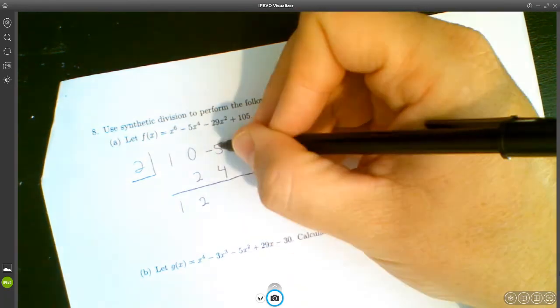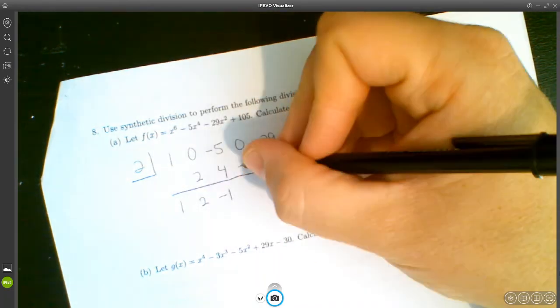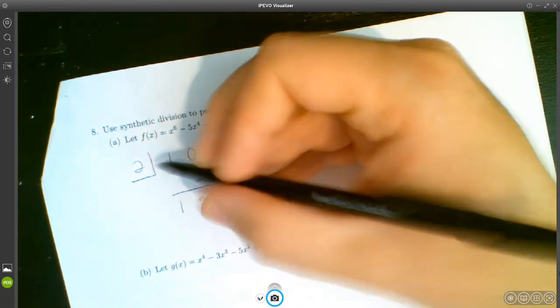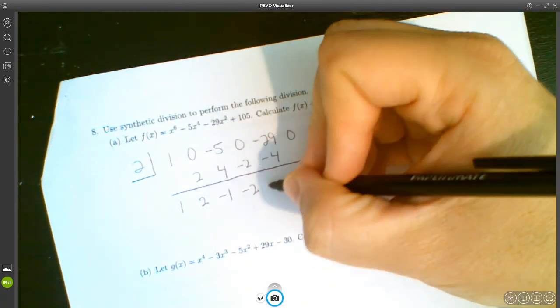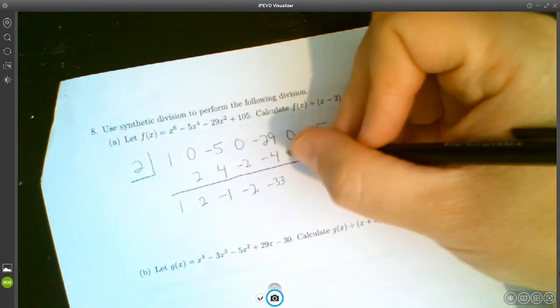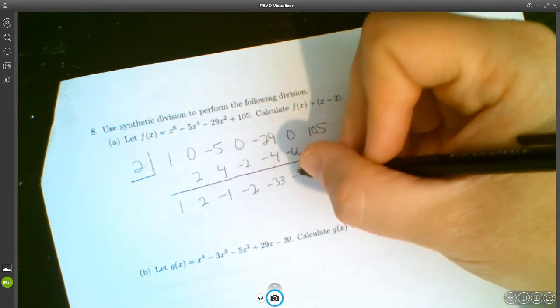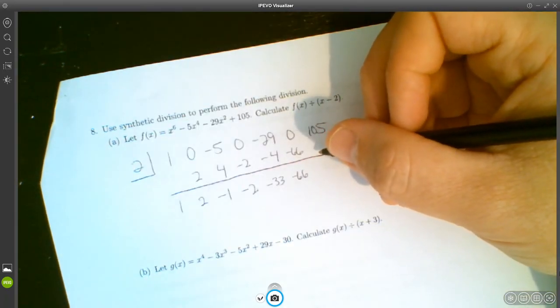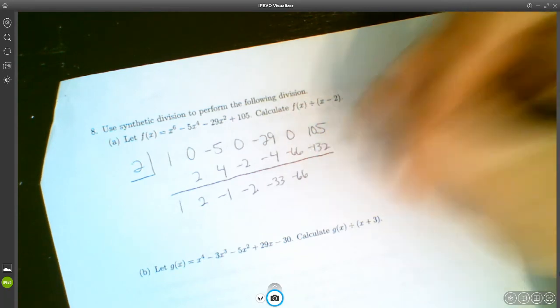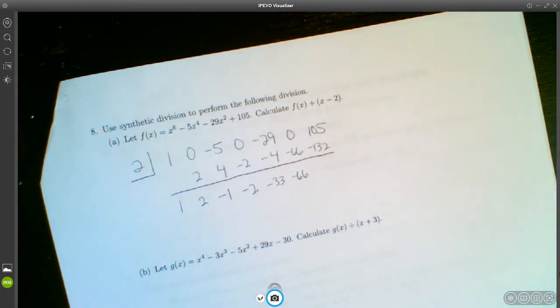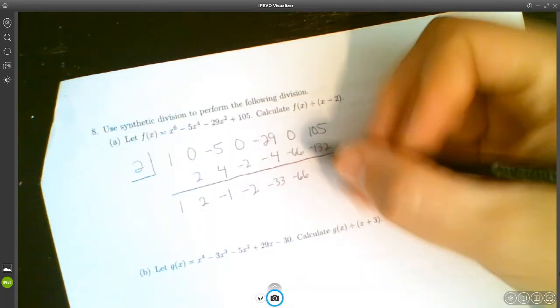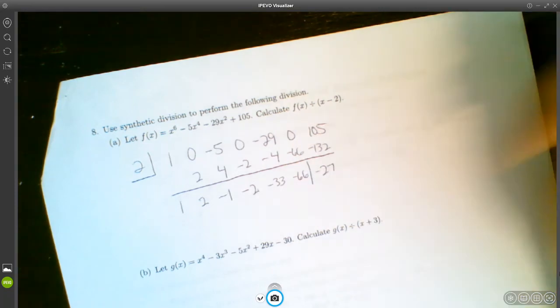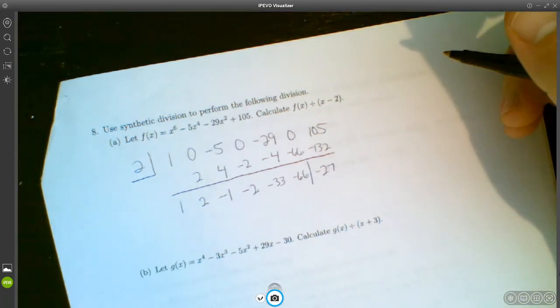multiply, add, multiply, add, multiply, add, multiply, add, multiply. Oh, goodness. 132, is that right? Maybe 132. I better make sure. 66 times 2. I'm no good at math. Yeah, 132. And then add. Okay. And that's that, right? That's all there is to it.